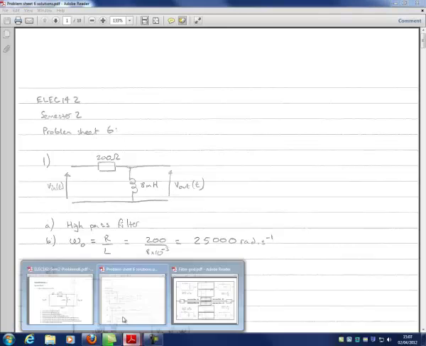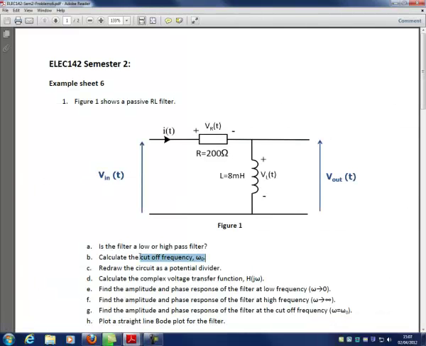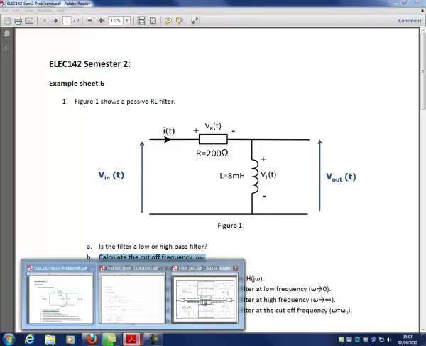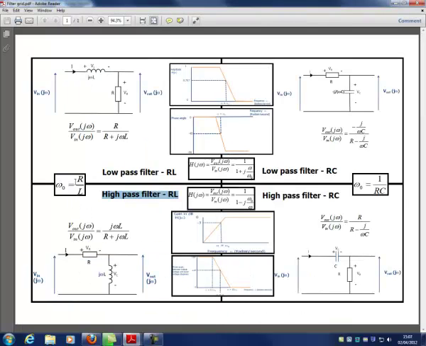Second up, part B, we're asked to calculate the cutoff frequency omega naught. And if you look at your filter grid sheet here, you can see that for any filter which is built with a resistor and an inductor, omega naught is going to be equal to the value of the resistor over the value of the inductor. So this is in ohms and this is in henries, and this cutoff frequency is going to be the same whether it's a low pass filter configuration or a high pass filter configuration. It's the positions of the resistor and the inductor, because you can see they're different in the low pass and the high pass versions, which change the behaviour, but the cutoff frequency remains the same.